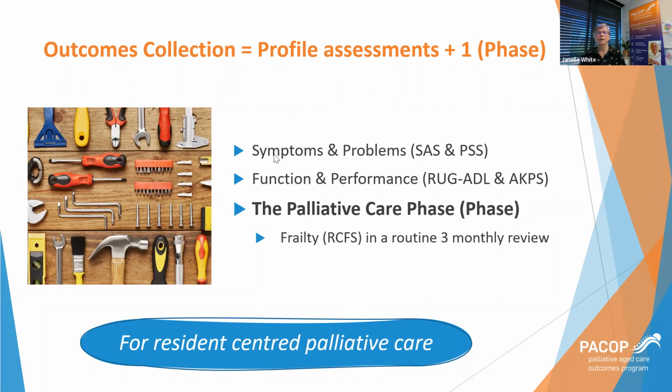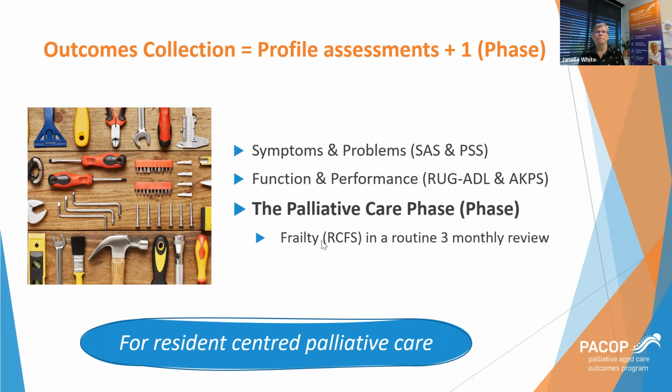They include measuring distress, resident distress from symptoms, and that's a resident-rated tool, which is really unique, where possible. It measures problems, and that's more about severity from the problems, and there are 4 domains there. It measures function and performance through the RUG-ADL and the AKPS. And finally, this is the new tool added for the outcomes collection, which is the phase, or the palliative care phase. And the phase is not like a phase of illness. The phase is about the clinical need at that time for the resident. And we'll talk about that briefly.